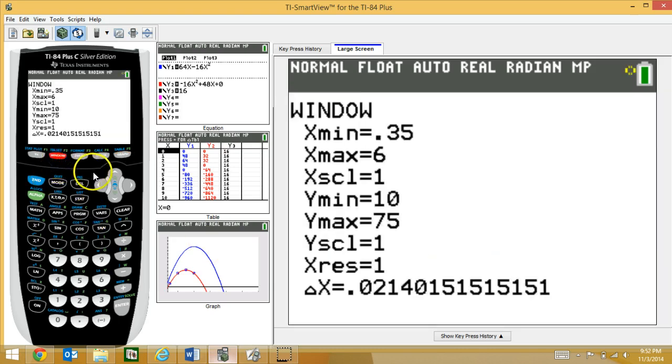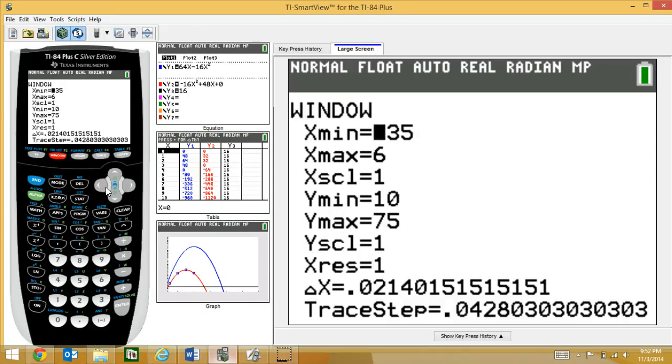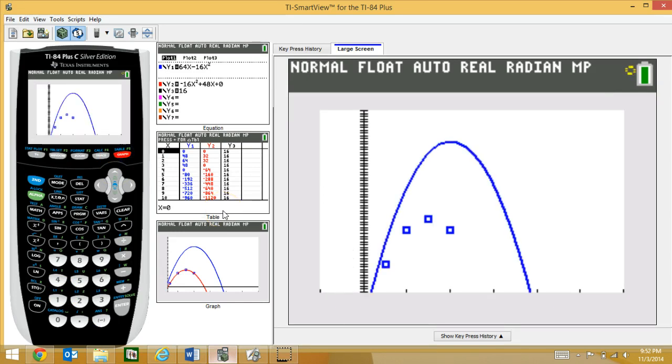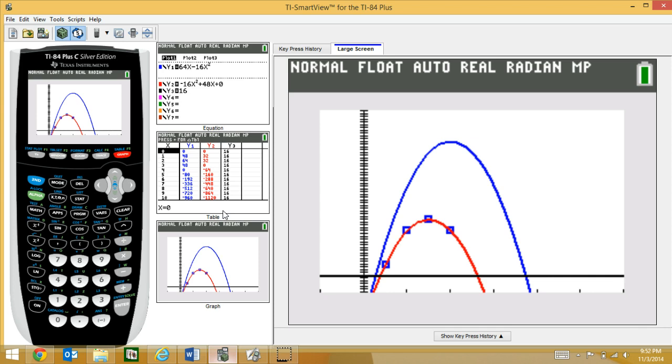Now the only issue is we're not seeing where it crosses the blue graph over here. So I'm going to move this screen to the left a little bit. So I'm going to move that x min to, let's say, -1. There's the blue graph, and then the red graph that we found using the quadratic regression. And we've got our 16 line, which crosses both of those twice. So I'm going to calculate the intersection with the blue graph first.